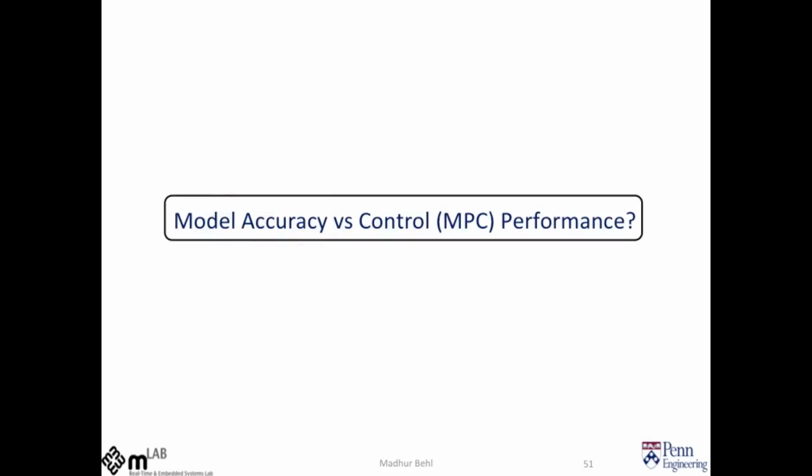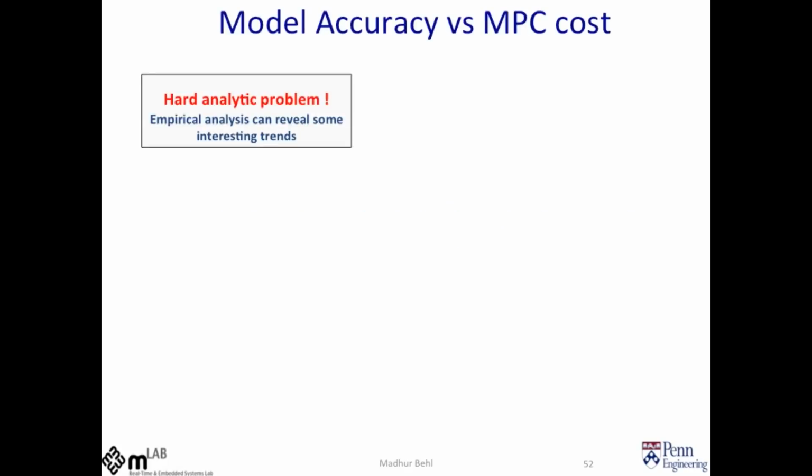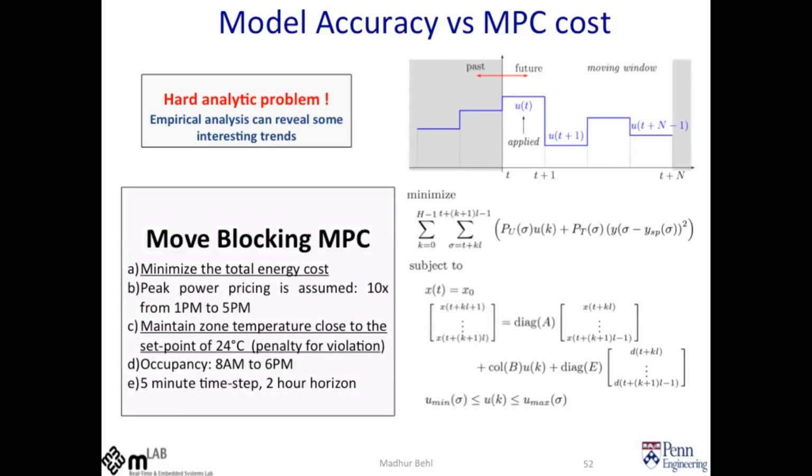But we don't want to stop here. We want to also continue this and figure out whether there is a way we can calculate how the accuracy of the model in turn will affect the performance of a closed loop controller. It turns out that analytically analyzing how MPC will come up with its optimal cost is very, very hard. Therefore, we rely on empirical analysis to reveal any underlying trends possible.